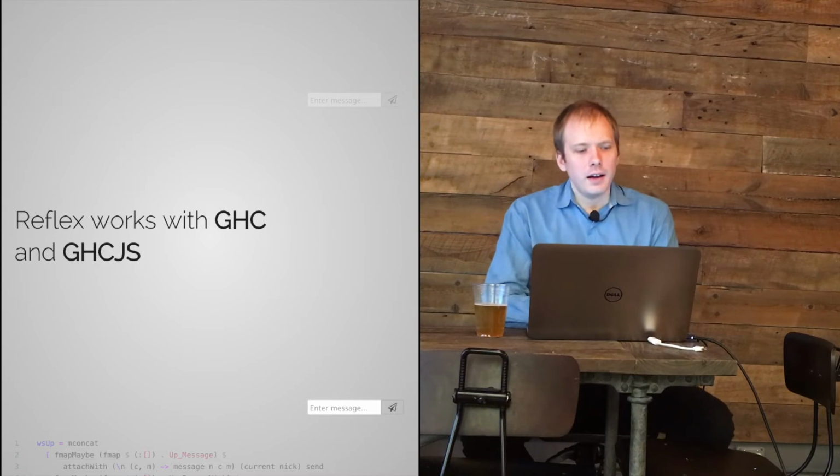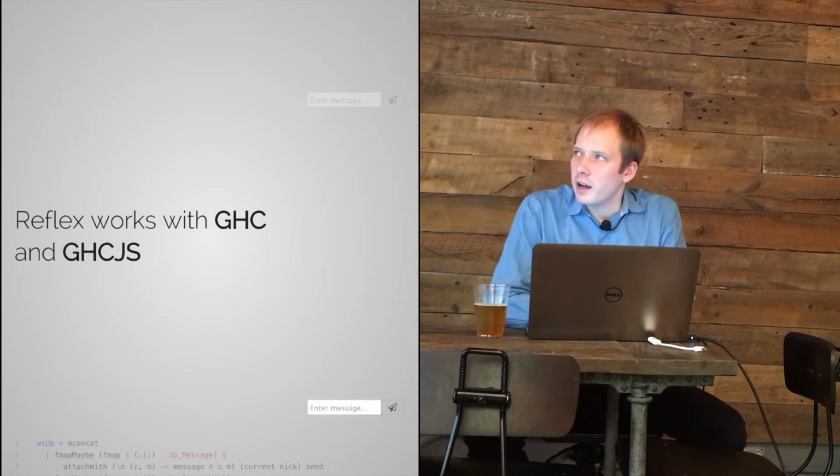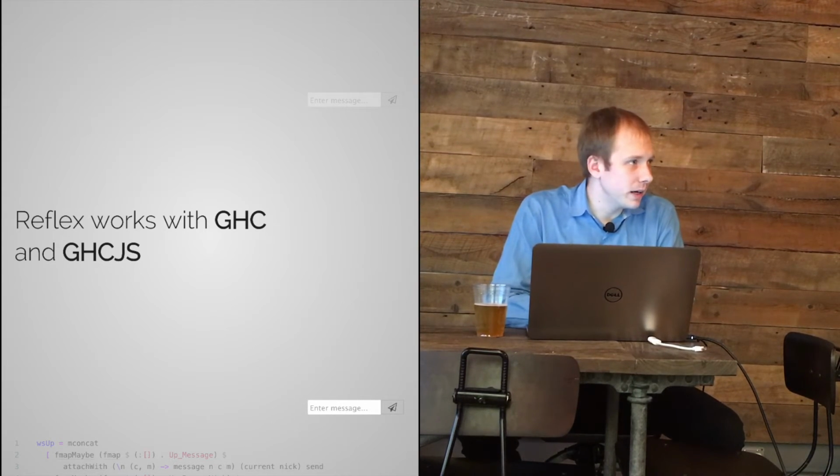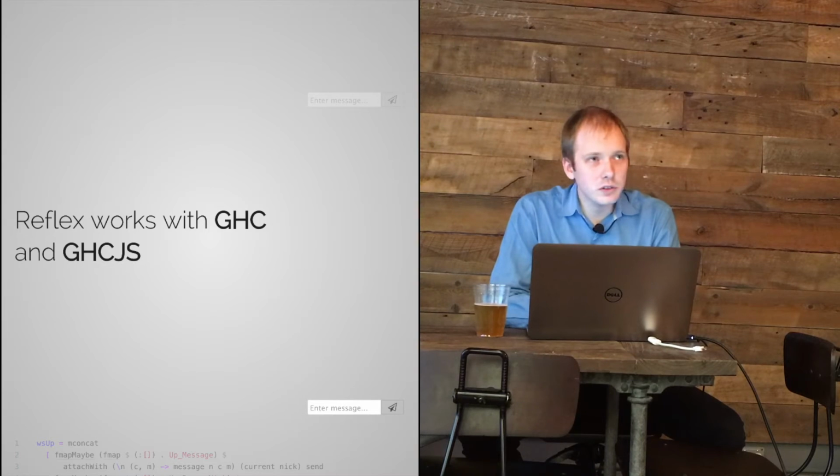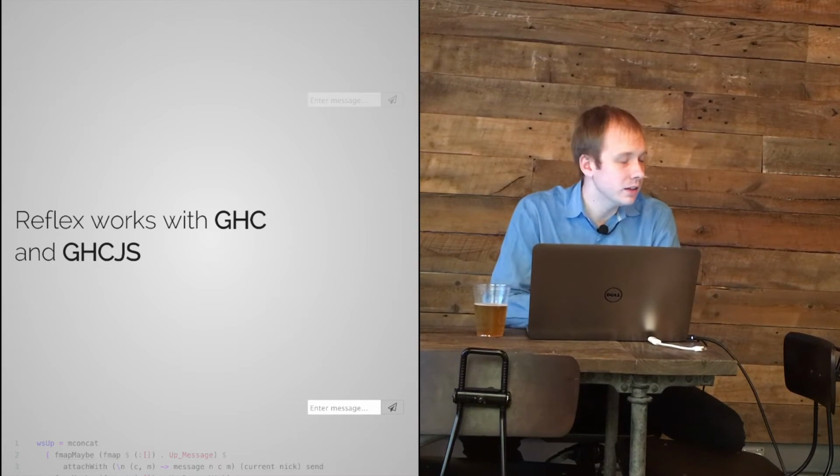And then Reflex is built to work with both the native Haskell compiler, GHC, and that'll produce binaries for Windows, Mac, and Linux. And it's also designed to work with GHC.js, which is a phenomenal piece of work mostly done by one guy, Luite Stegeman, who basically wrote a JavaScript backend for GHC.